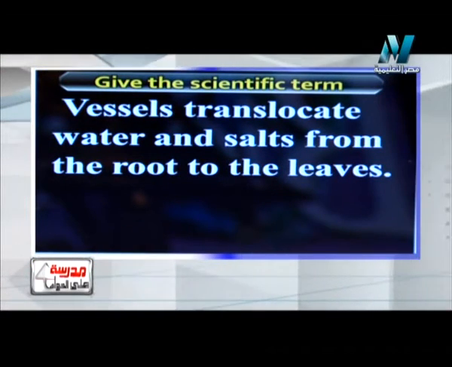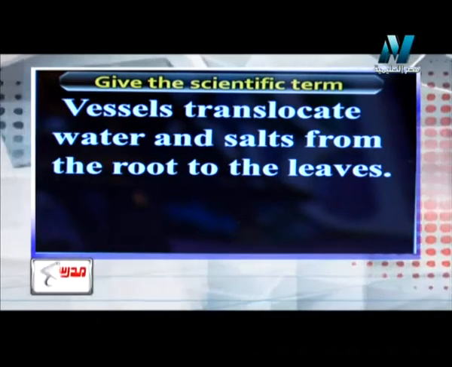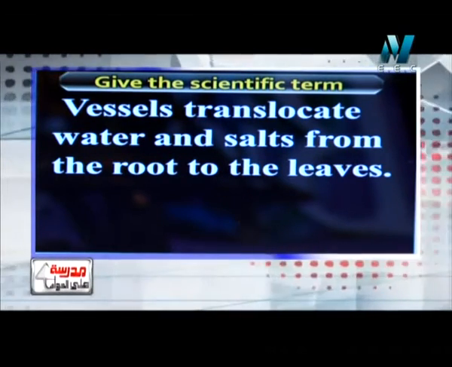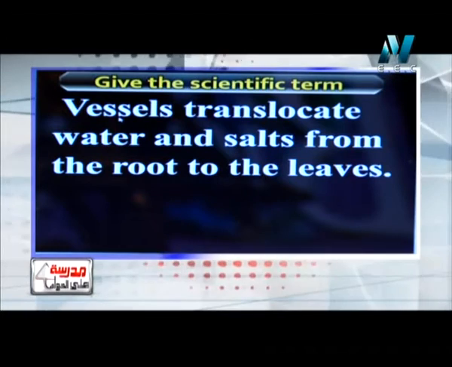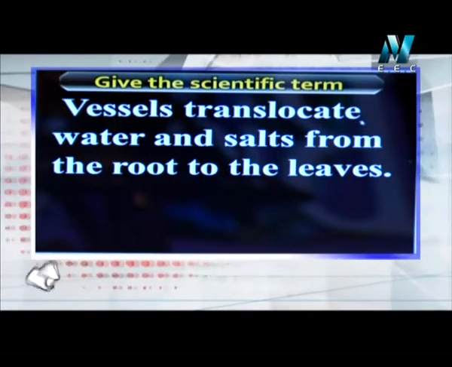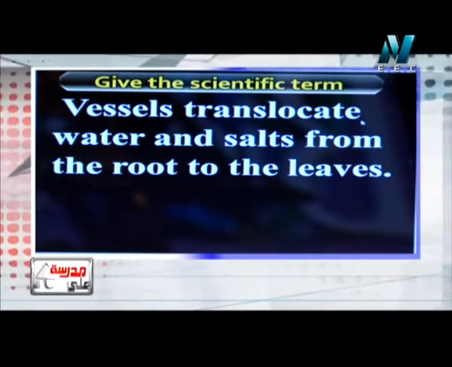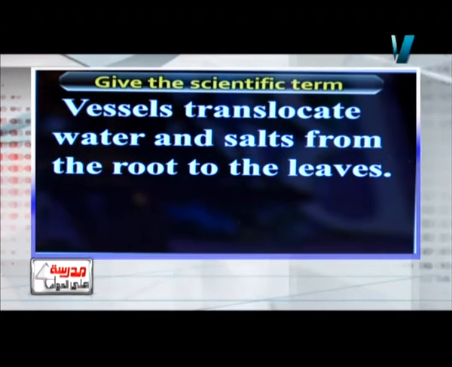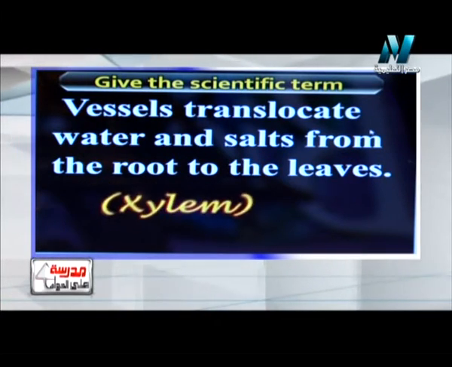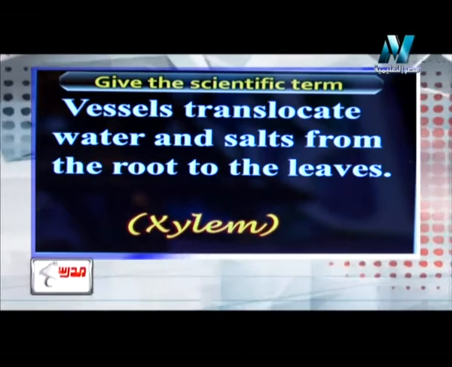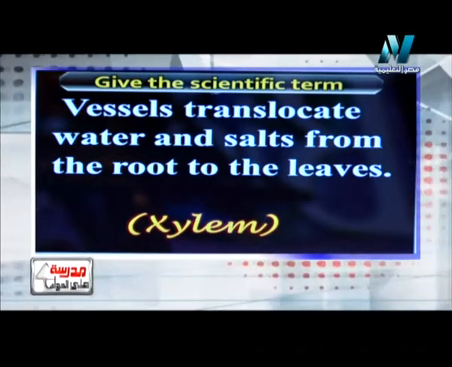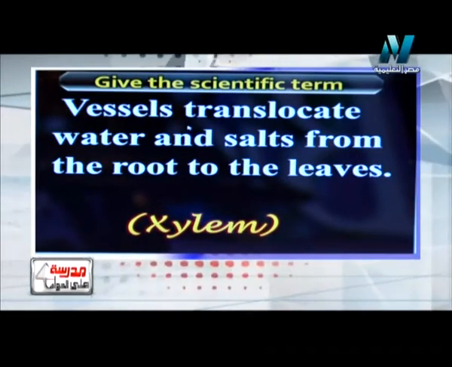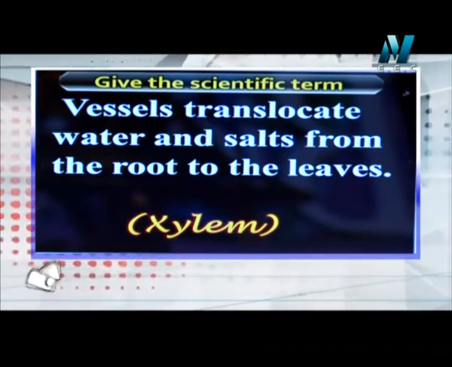The next question. Vessels translocate water and salts from root to the leaf. The vessels means the tubes. Translocate means carrying or transferring water and salts from the root to the leaf. It is the xylem vessels. Xylem vessels have two main functions. The first is carrying water and salts from the root to the leaf, and also supporting the plant.